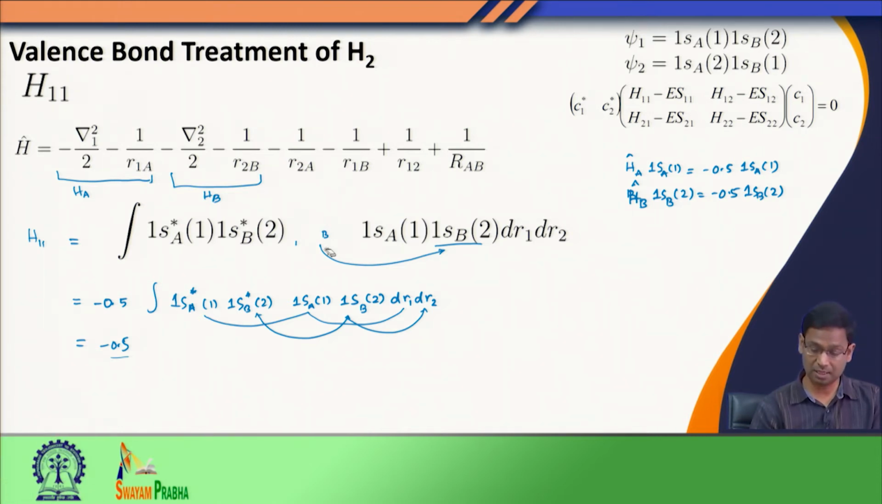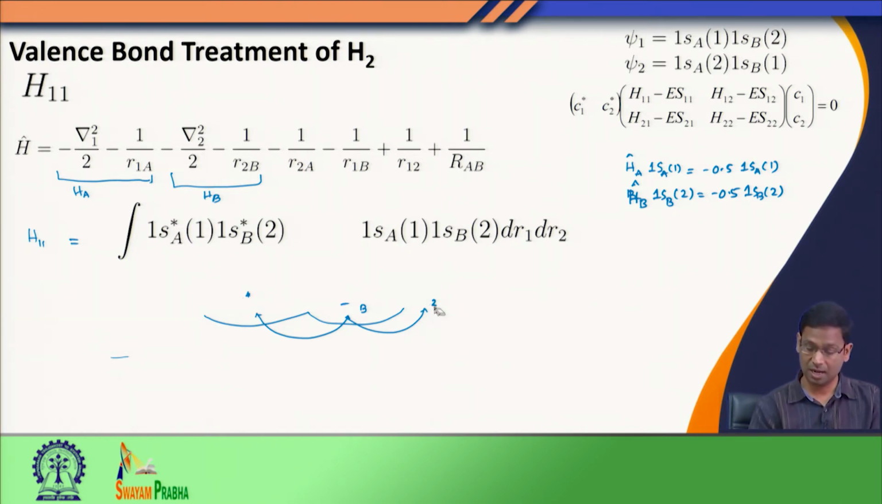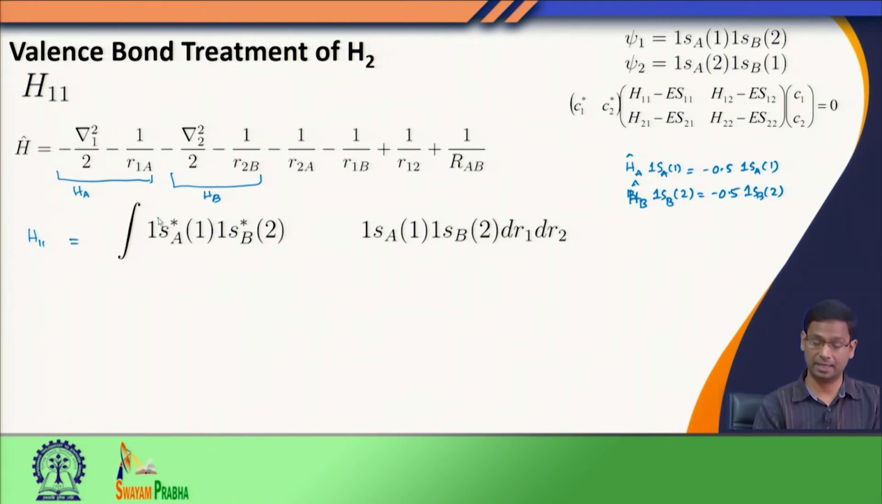To do that, let us clean our region over here, because now we will start looking at the other operators and how they influence how we are getting this integral. Let us now consider 1 over r_2a. What is 1 over r_2a? This operator corresponds to the distance between electron number 2 and nucleus A.